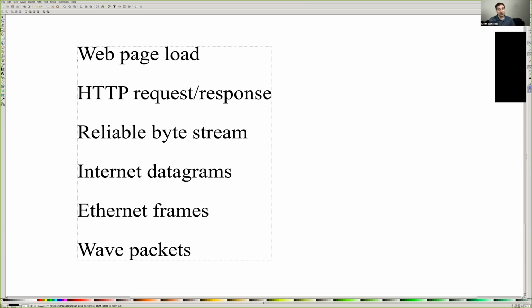It loads the main page, and that has some JavaScript. The JavaScript loads some images, it loads those. There's a bunch of requests and responses that all load one web page. So this is the tower of abstractions.